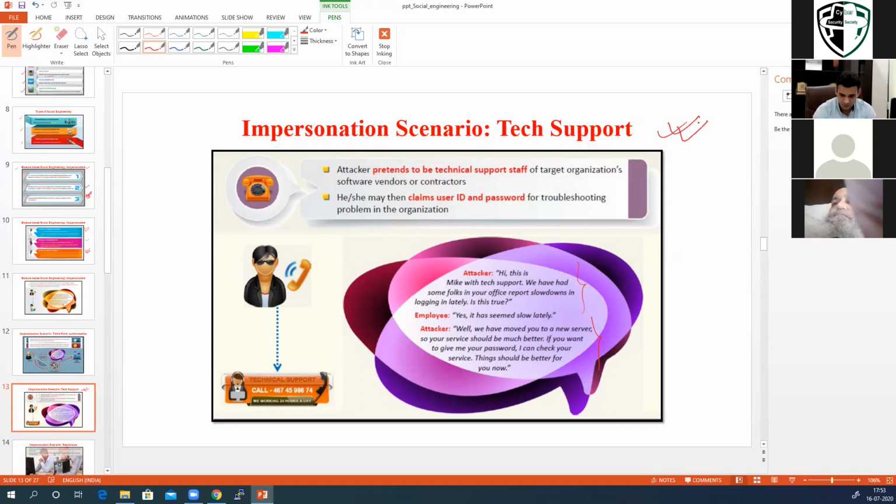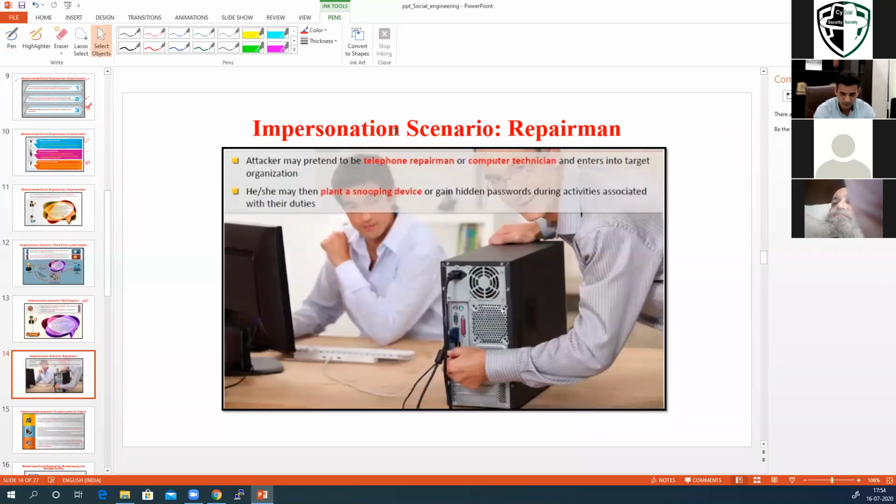So obviously this is a scenario, and this is actually happening these days, so we will not get into much detail about this. There are other scenarios like the impersonation scenario, where a repairman or a computer technician enters the target organization, and he or she can plant a snooping device. Okay, a snooping device is a kind of device which can gain hidden passwords during the activities associated with their duties. Okay, so this is another picture where these social engineering attacks come into the scenario.